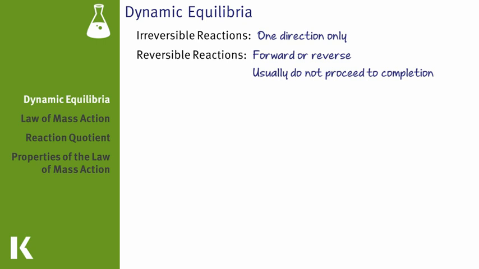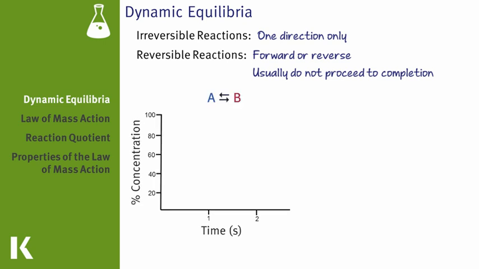These reactions usually do not go to completion because some of the products will always be reacting to form reactants again. Therefore, there is a certain point at which the concentration of the product will not change, regardless of the fact that reactant still remains in solution. Let's look at this on a concentration versus time graph using the simple reaction where A reacts to form B, but B can also react to form A again.